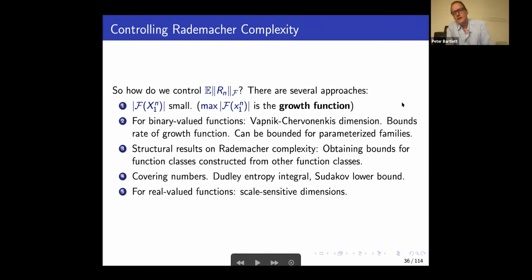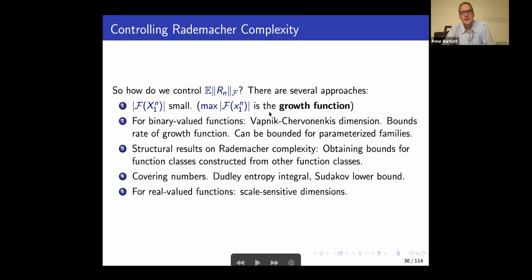Okay, so the steps so far have got us bounding these maximal deviations in terms of the Rademacher complexity, the expectation of the maximum of this Rademacher process over the class F. How do we keep control of that? What determines the size of that thing? So there are a bunch of different approaches. I'm not going to say much about many of them.